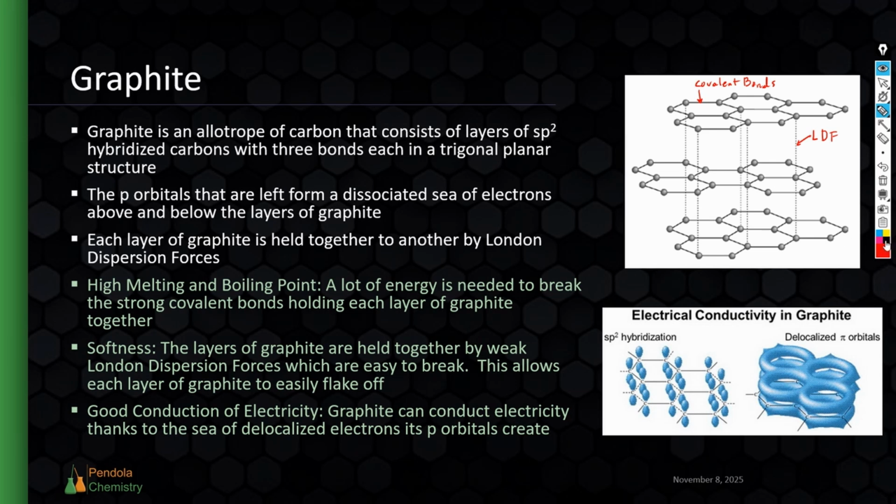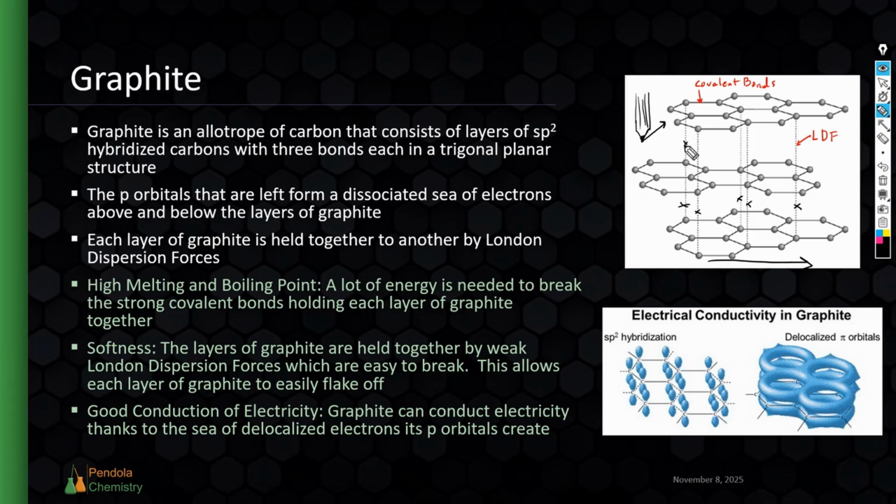Where we usually see graphite is in pencil lead. If we have a pencil, the lead in that pencil is graphite. So how do pencils work? Why can we write with pencils? We can see this graphite here in the tip of the pencil as being these layers of graphite. When we rub the pencil against a piece of paper and we create friction, these intermolecular forces that are holding one layer to each other break, leaving behind a layer of graphite on the piece of paper that we're writing on.